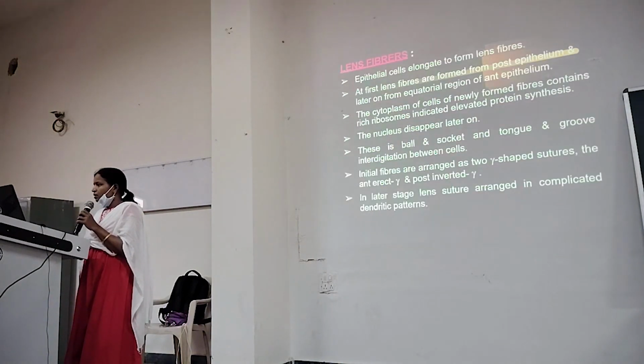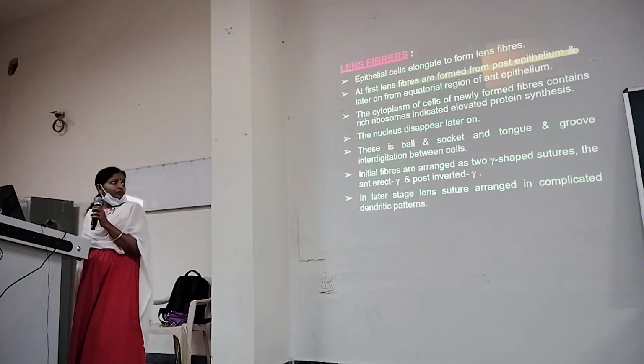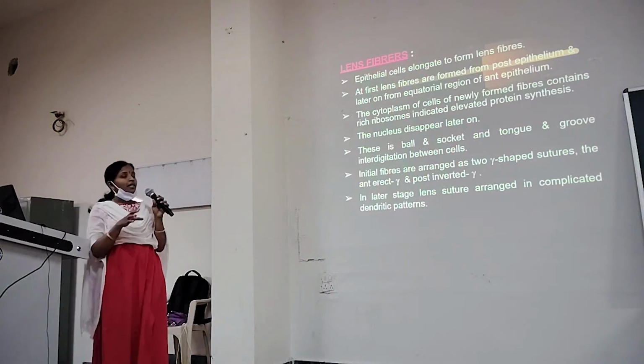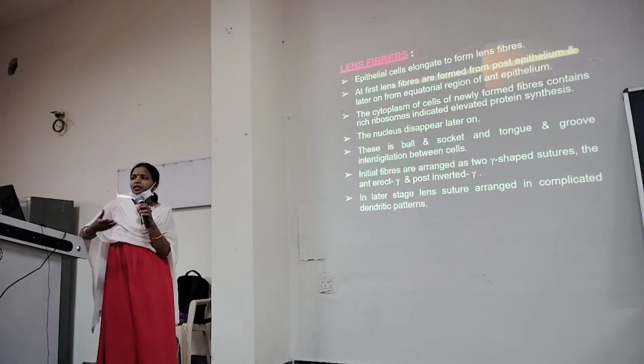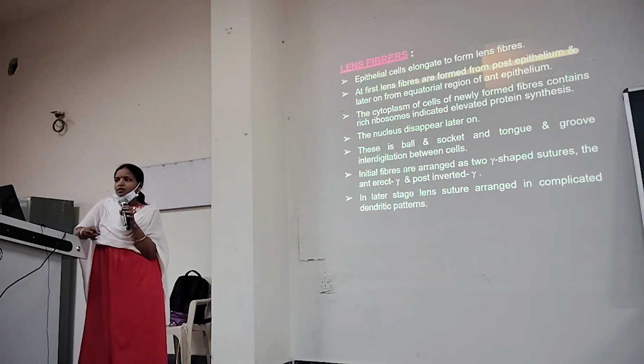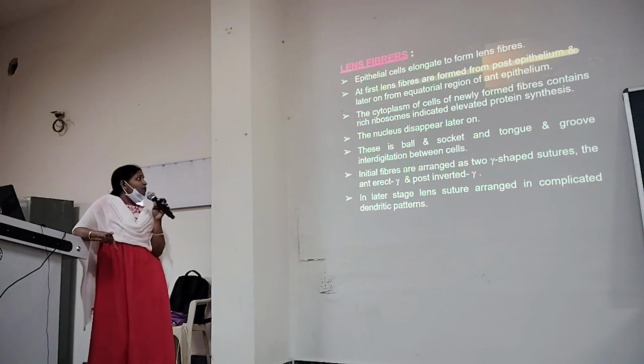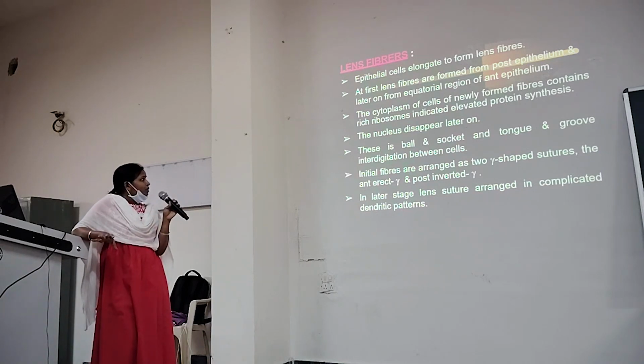So once the lens epithelium grows, elongates and forms the lens fibers, it loses its cell organelles, nuclei, everything. Only the fibrous structure will be maintained.